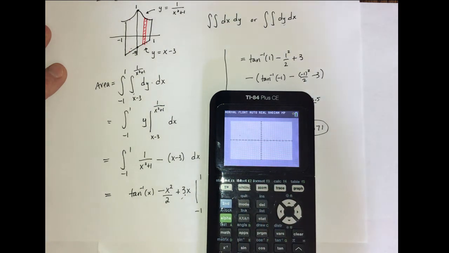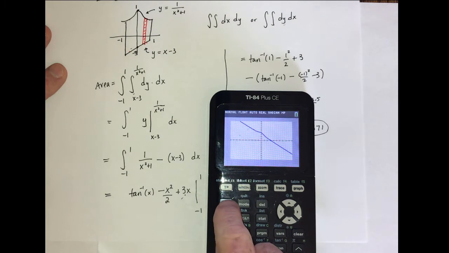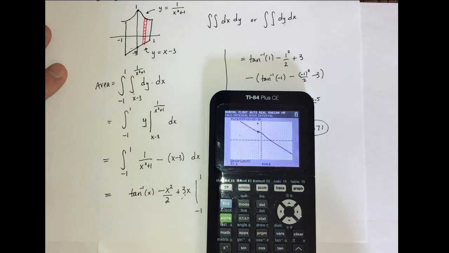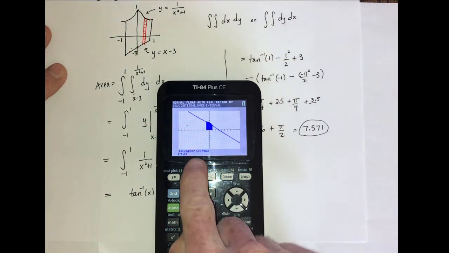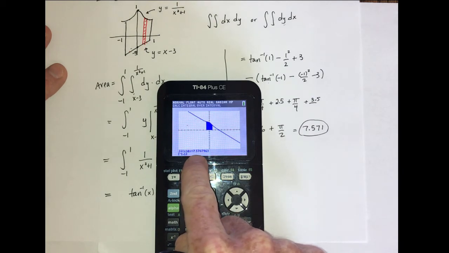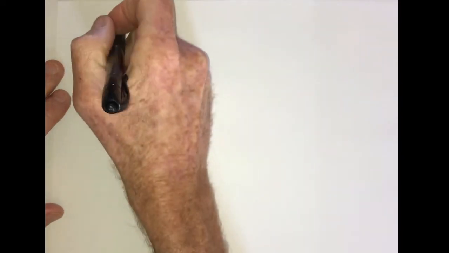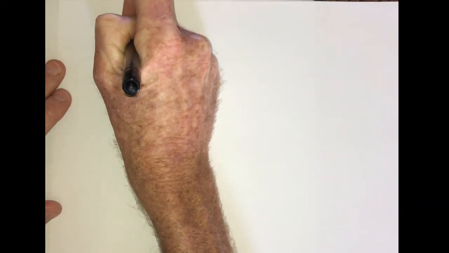And then zoom standard. I don't really need to see the graph. Okay, that's nice. And now calculate. Number 7 will integrate from -1 to +1. And it says the same thing. Excellent. And now for example number 3.